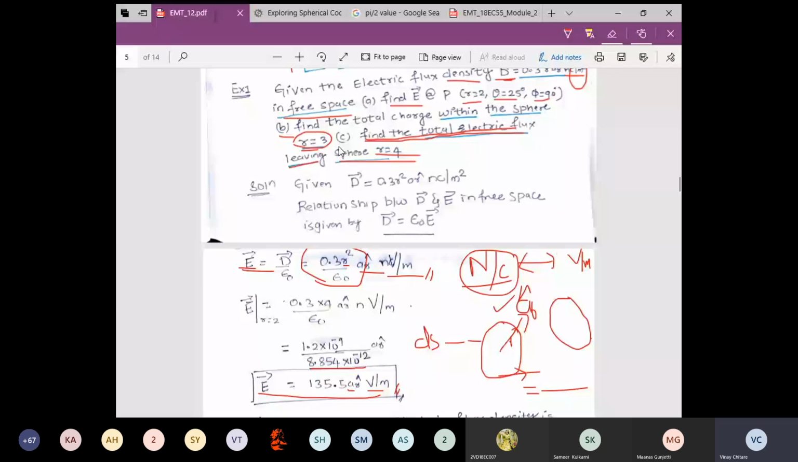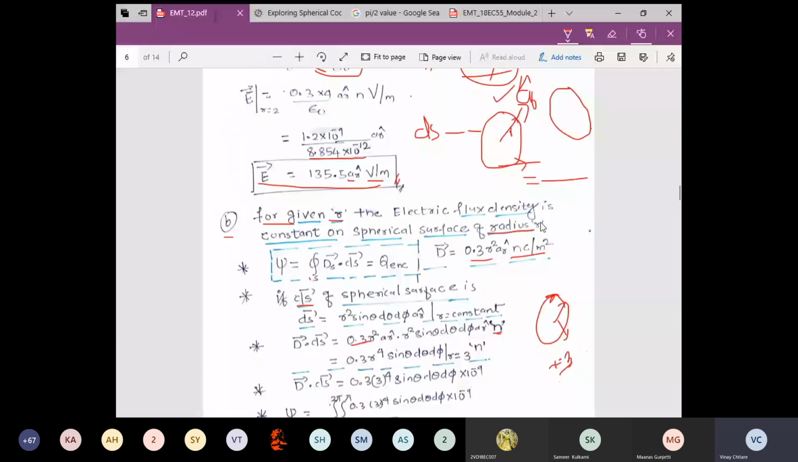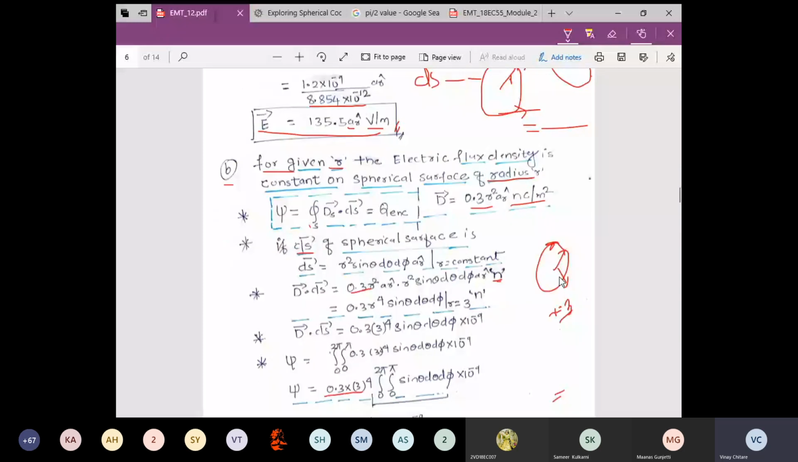We have the sphere of radius r equal to 3, and we don't know what charge configuration is sitting inside producing a flux. But what information we have is, we know the flux density on this surface, and it is given by D equal to 0.3 r square AR hat. Is this point clear? They have given a sphere of radius r equal to 3, and we know the flux density on this particular surface, and it is given by 0.3 r square AR hat.